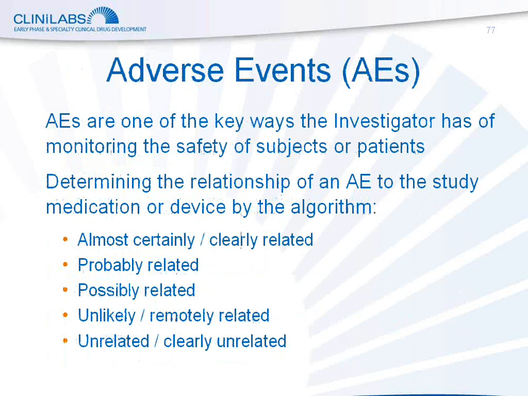As mentioned, AEs are one of the key ways the investigator has of monitoring the safety of the subjects, and they are attributed in terms of their likelihood to be caused by the test article or the investigational product by the following algorithm. Either almost certainly clearly related to it, or possibly related, probably related, unlikely, or unrelated.